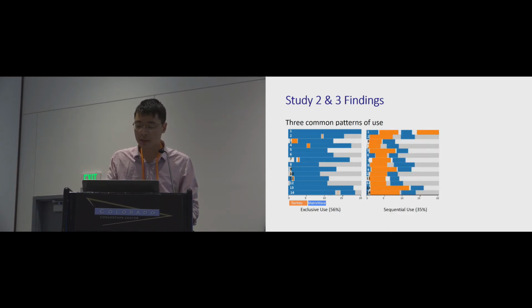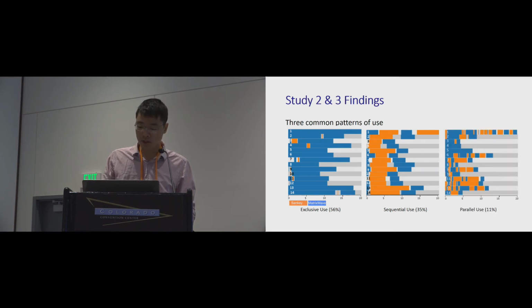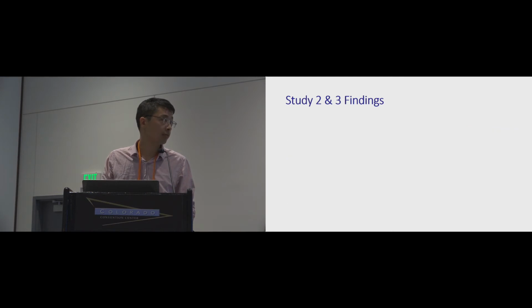And the sequence use is that some users use both views, but spend a long time on each view. And also we have users that use parallel use, which is participants switching frequently between different views.